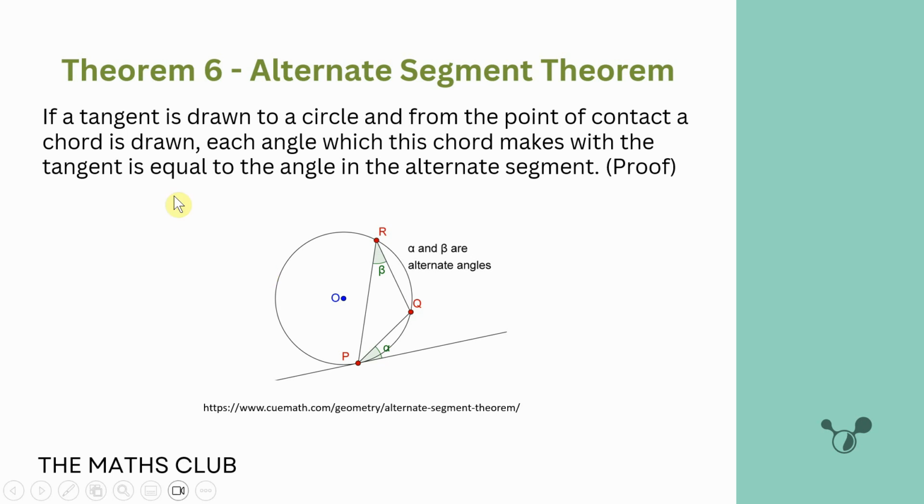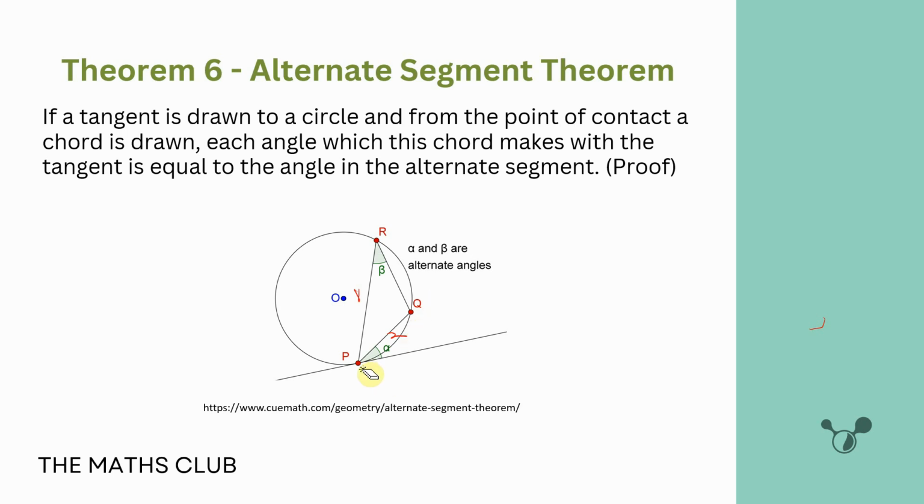So I'll take it again. It says if a tangent is drawn to a circle and from the point of contact a chord is drawn, each angle which this chord makes with the tangent. Okay, so this is one chord, chord 1, this is another chord, chord 2. All right, you can see all coming from the point P. So this is each angle which this chord makes with the tangent, right? This guy here is equal to the angle in the alternate segment.